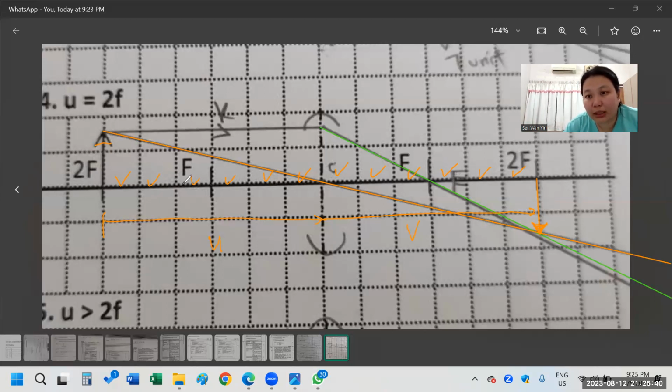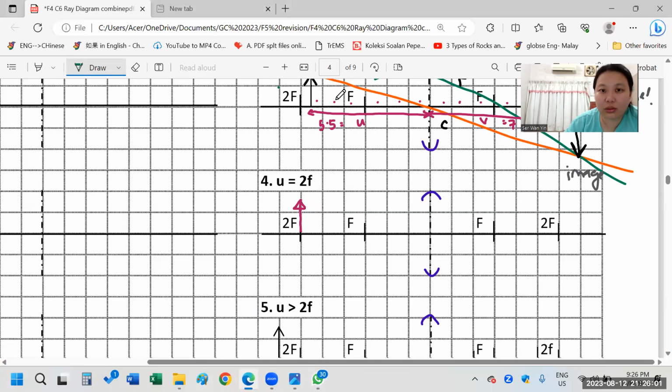And if you cannot make it on 2F, also make it on 2F. Beginner, never mind. You also make it at 2F. So 2F, same size, correct? So now here you are.